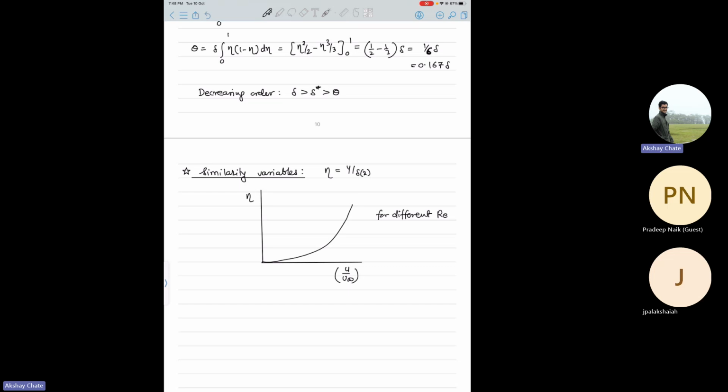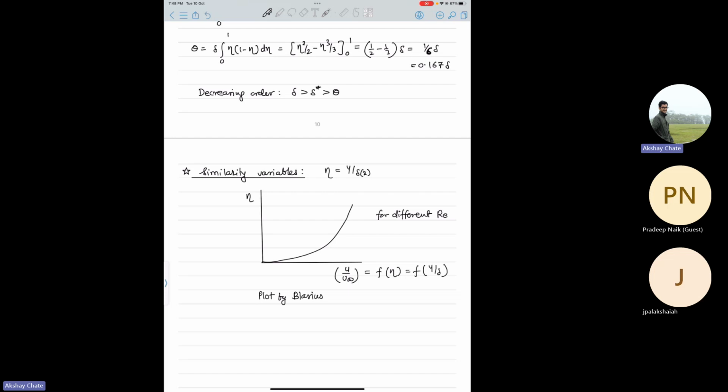Therefore he concluded that this u by u infinity is some function of neta, or some function of y by delta. From there the whole thing started, that everybody gave you velocity profile in terms of y by delta. Otherwise you can ask, why y by delta? I can define any other parameter, right? But this is the basics which was given by Blasius. So this is the plot by Blasius.